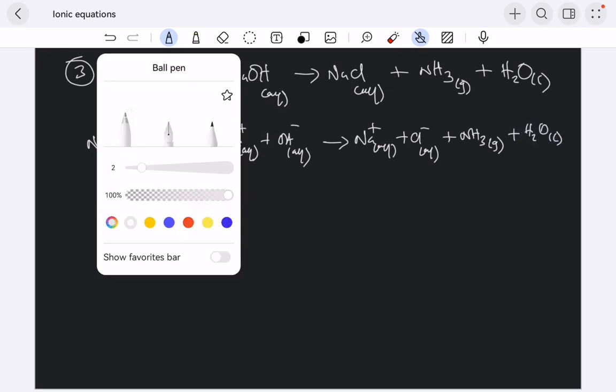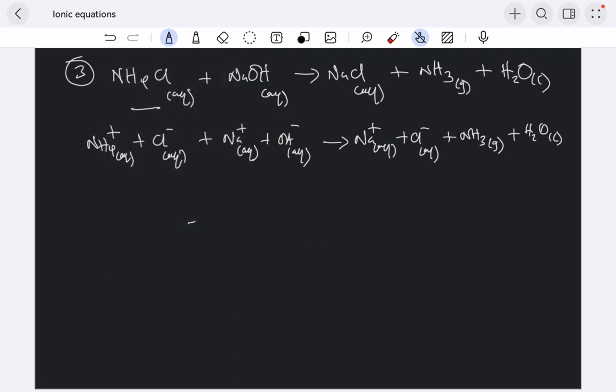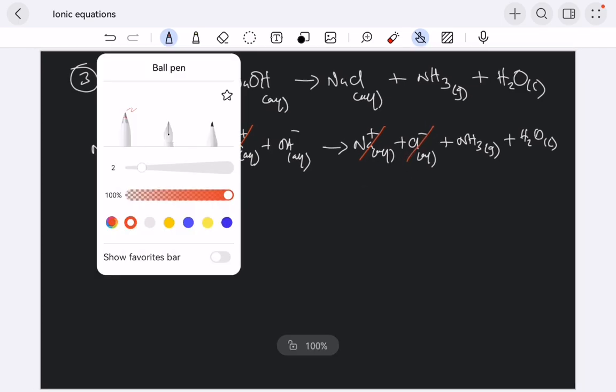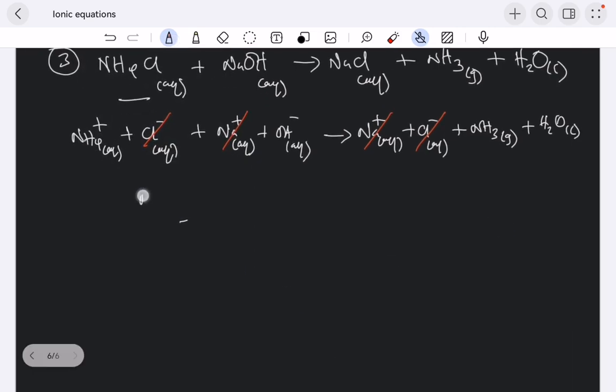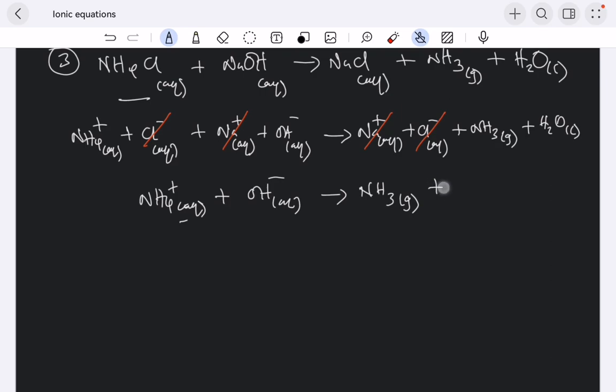Then you identify the spectator ions. In this case, we have sodium and sodium, we have chloride and chloride. That's all. So the final equation becomes NH4+ aqueous plus OH- aqueous, giving us NH3 gas plus H2O liquid. And that becomes the final answer.